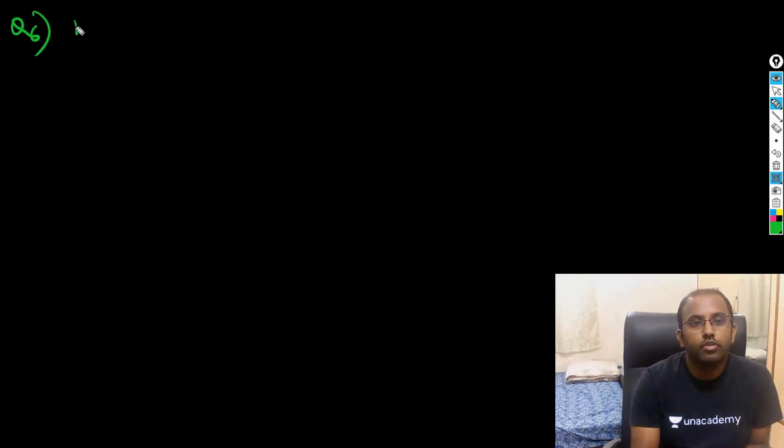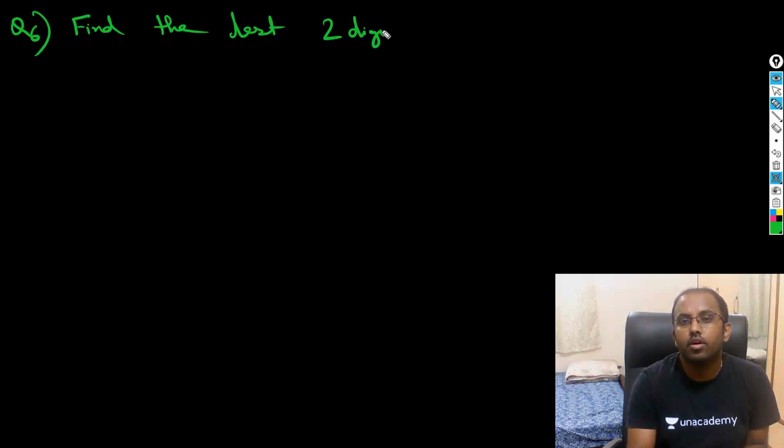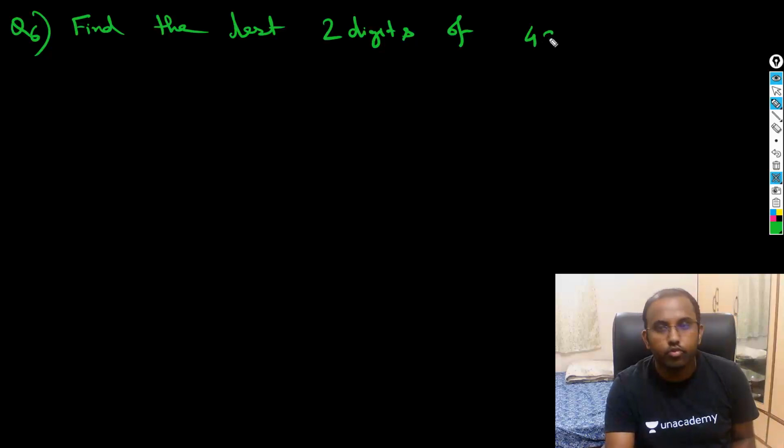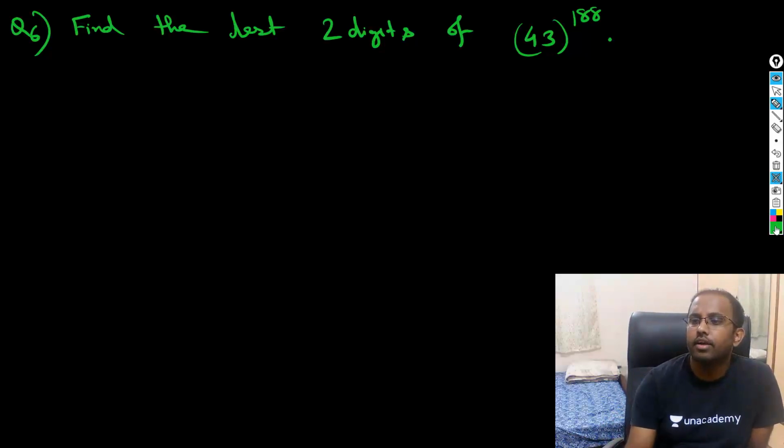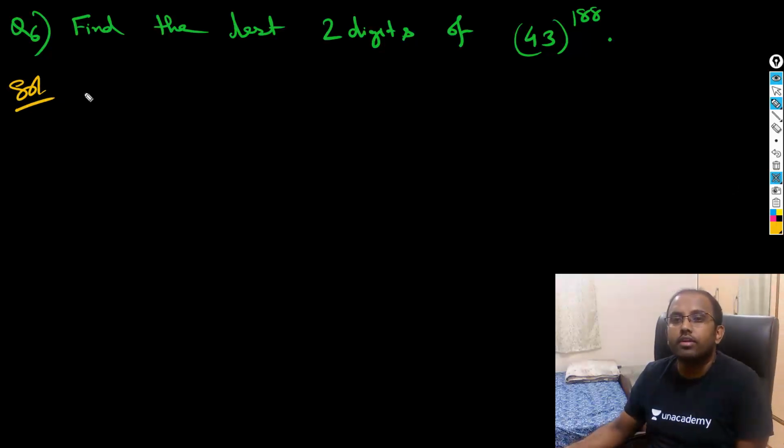Now the next question is find the last 2 digits of 43 raised to 188. Correct. So questions of last 2 digits have occurred many times in CAT, I think 2 or 3 times here. Okay, so basically we can just see this question. So last 2 digits of 43 raised to 188, right?